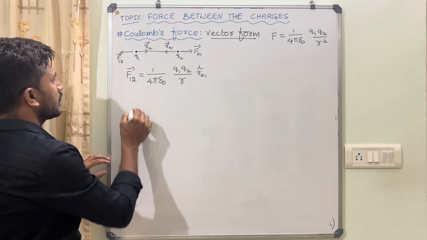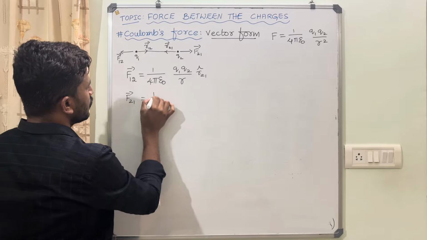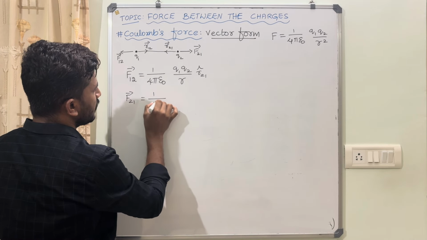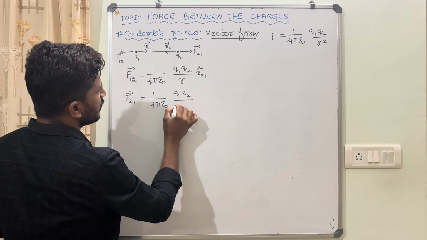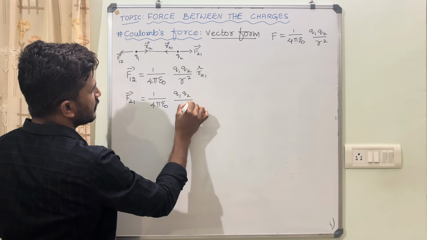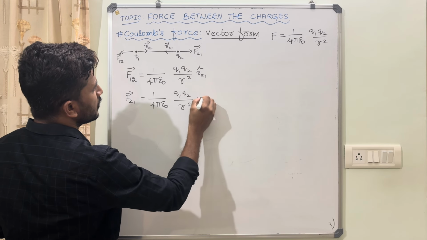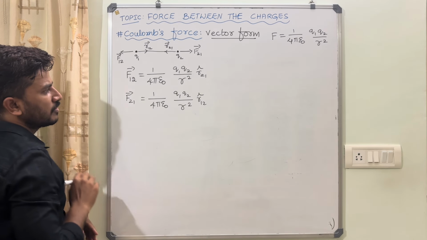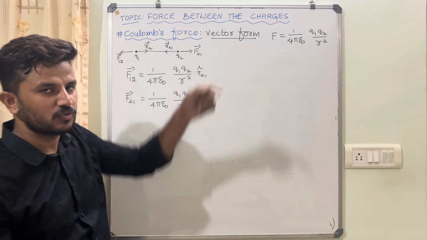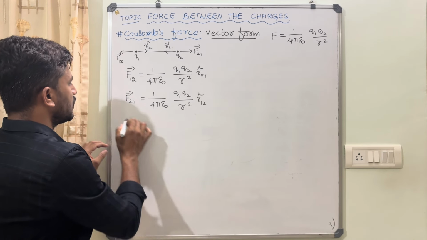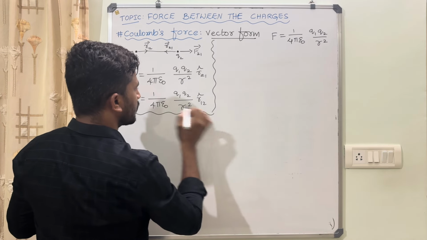Or you can also write F21 is equal to 1 over 4 pi epsilon naught q1 q2 divided by r square. Here we write r12 cap, when the force was in the direction of r12 we have F21. This is the simple way to write the Coulomb force in vector form.